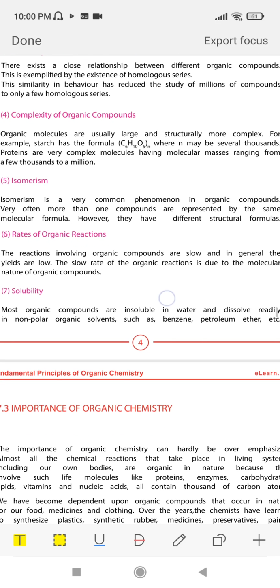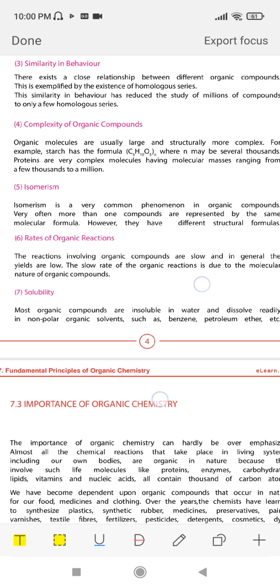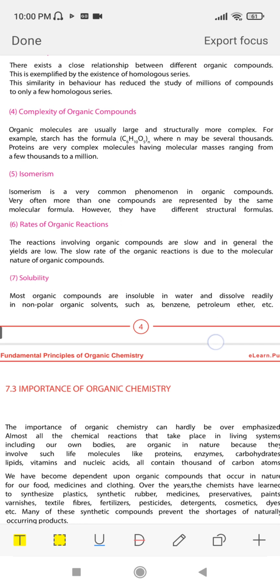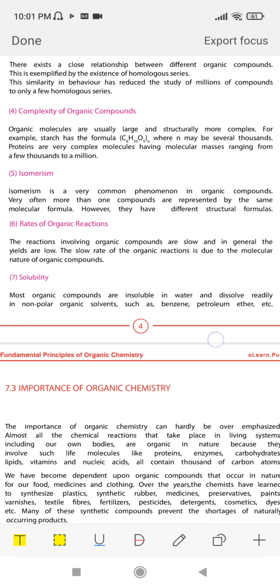The fifth property is isomerism. Isomerism is a very common phenomenon in organic compounds. It is a phenomenon in which molecules have the same molecular formula but different structural formulas. Very often more than one compound is represented by the same molecular formula, however they have different structural formulas. So organic compounds show the property of isomerism.